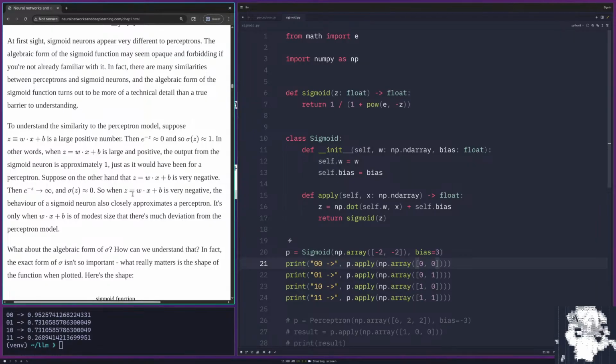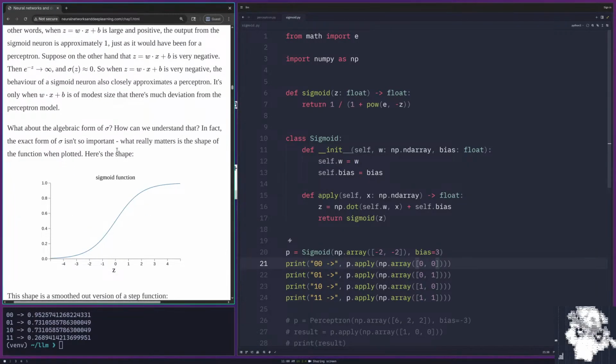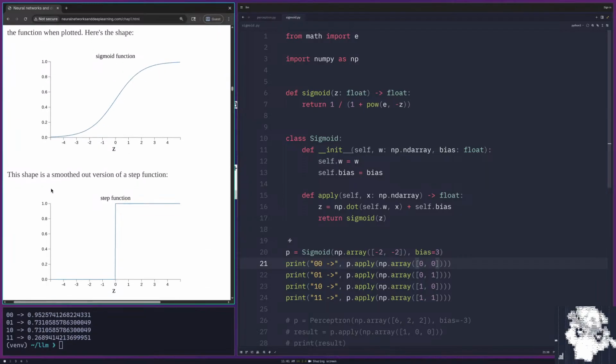So when z equals w dot x plus b is very negative, the behavior of a sigmoid neuron also closely approximates a perceptron. It's only when w dot x plus b is of modest size that there's much deviation from the perceptron model. What about the algebraic form of sigma? Of sigmoid? How can we understand that? In fact, the exact form of sigmoid isn't so important. What really matters is the shape of the function when plotted. Here's the shape. The shape is a smoothed out version of a step function.